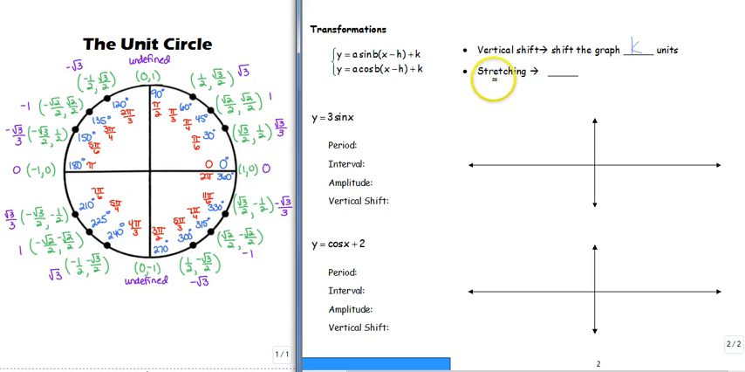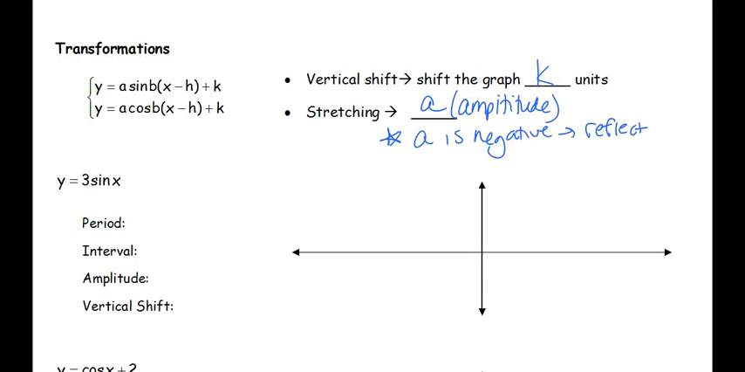Your stretching is going to come from the amplitude. If the amplitude is negative, you have to flip your graph, and this is going to be a big difficulty. So this is going to be something that we're going to start and we want to pay attention to. Let's go ahead and get rid of our unit circle for now. Alright, let's look at our first graph.